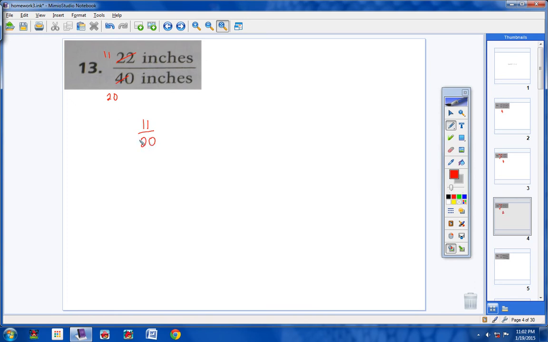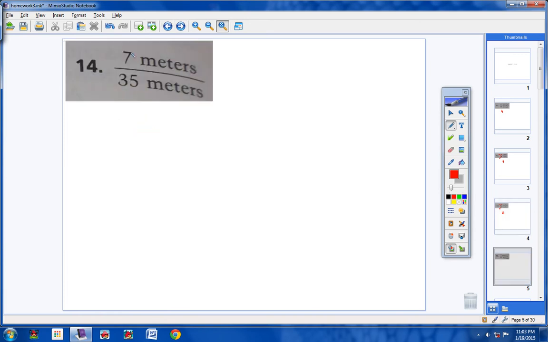Okay, and remember, students, just because you reduce by a certain number does not mean that the problem cannot be reduced again. So always check to see if your fraction can be reduced further. Okay, number 14, 7 goes into both of these numbers. 7 goes into 7 once, 7 goes into 35 5 times. So the answer reduced, 7/35 reduced is 1/5.